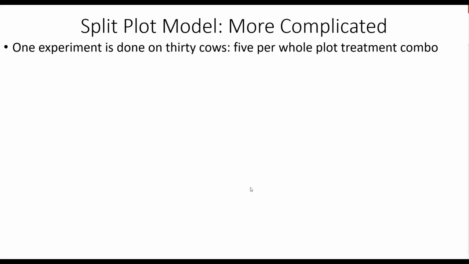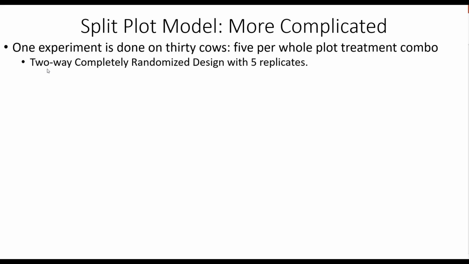So we have one experiment that's done on the 30 cows, and we'll have 5 cows per treatment combination. That means we have a two-way completely randomized design with 5 replicates. The reason why we have 5 replicates is there are a total of 30 cows. Factor A has 2 levels because of the 2 supplements. Factor B has 3 levels for the 3 different diets. 2 times 3 gives you 6. 30 total cows in a balanced design would be 30 divided by 6, or 5 replicates.